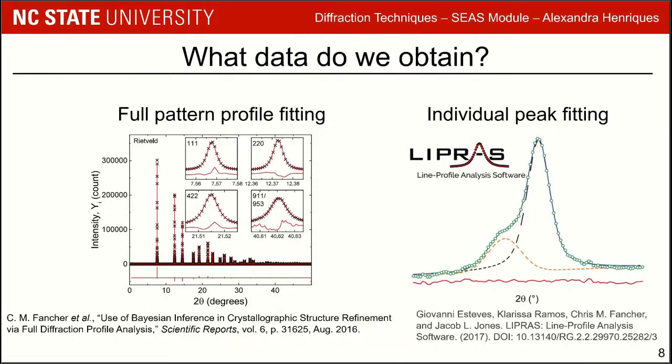Now, this data that we obtain often needs to be processed more than just peak identification. If you're looking for more specific information, full pattern profile fitting can be done using methods such as the Rietveld refinement method. Additionally, researchers here at NC State have been working on using a Bayesian method to fit a full pattern profile or individual peak fitting done with the line profile analysis software, or LIPRAS, that was developed here.